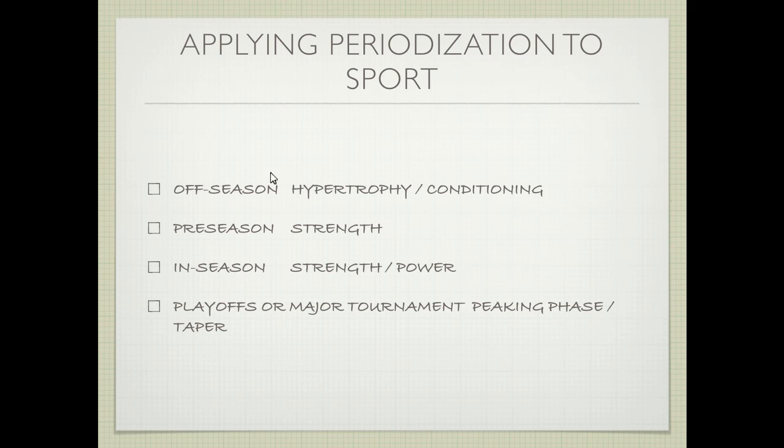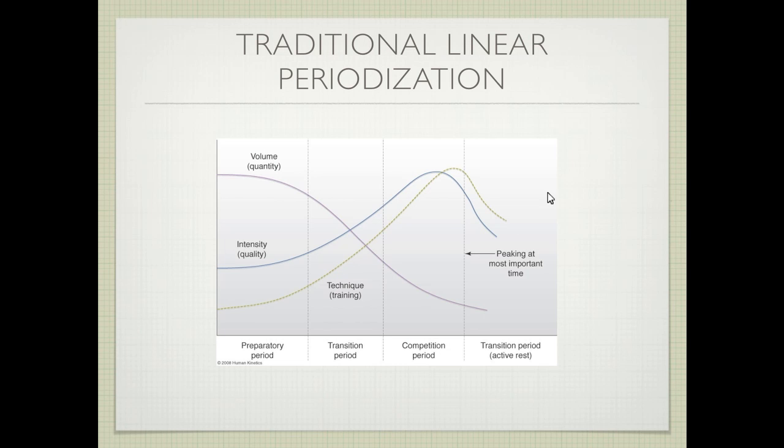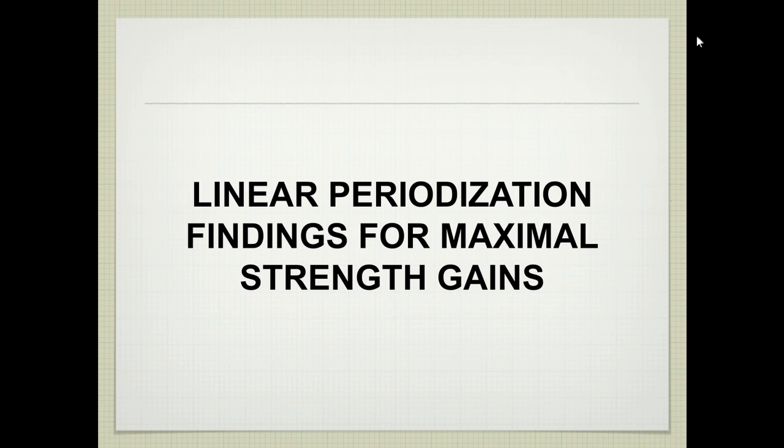So applying to sport, off-season would be hypertrophy/conditioning, preseason would be strength, in-season strength and power, and playoffs or a major tournament, a peaking phase or taper. And again, this is what it looks like traditionally. So does linear or traditional periodization work? Well, let's talk about the findings on that.